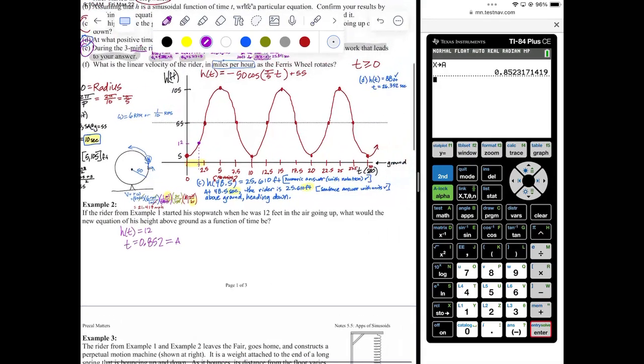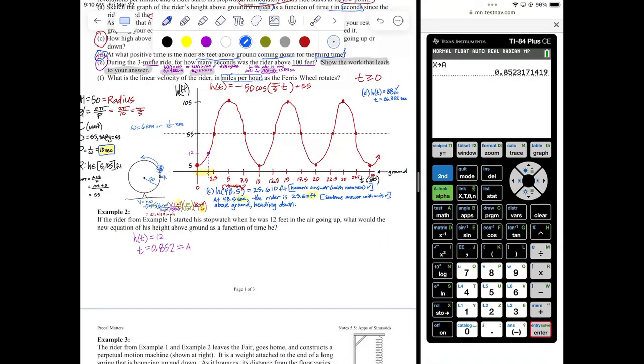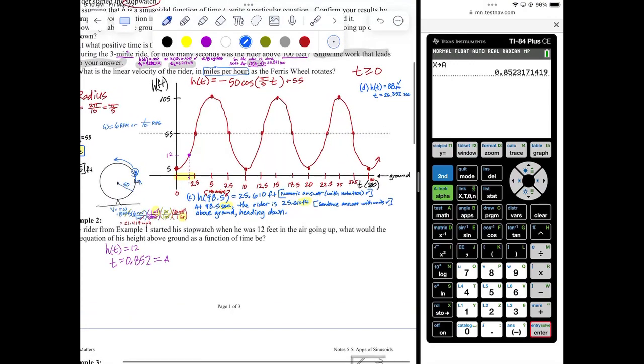All right, so now I need to modify it. Let's call the new one capital H. How about that? So we don't get confused with little h. Capital H of t now, because he was a little bit late. Is the amplitude still going to be 50? Negative 50 for the a value? Yeah, it actually will be. Nothing changes except the phase shift. We're going to take this graph that has that equation, and we're just going to shift it to the left by 0.852. That's it. Nothing else changes. So we can still use negative 50. We can still use cosine.